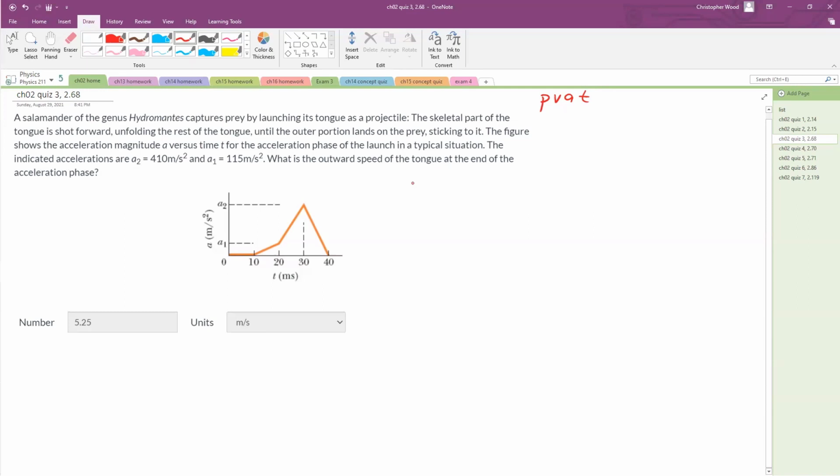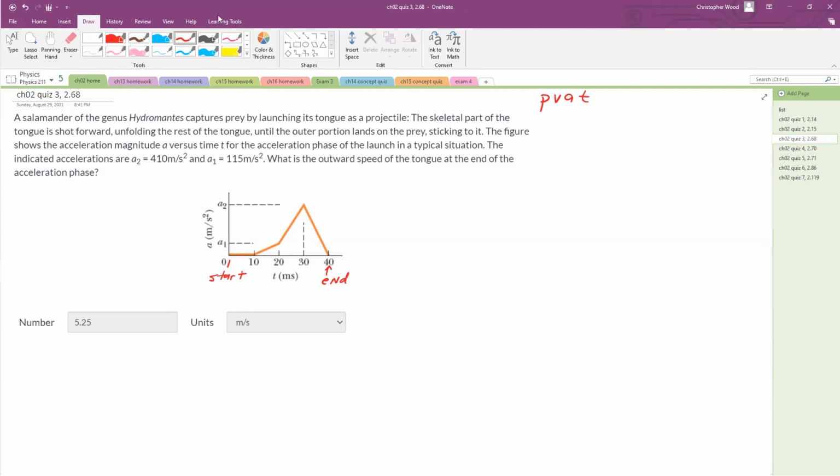What is the outward speed of the tongue at the end of the acceleration phase? This is the end of the acceleration phase. The acceleration phase ends here. This is the start of the acceleration. And your job is to figure out what's going on. What is the velocity? What is the speed of the tongue at the end of this acceleration phase?